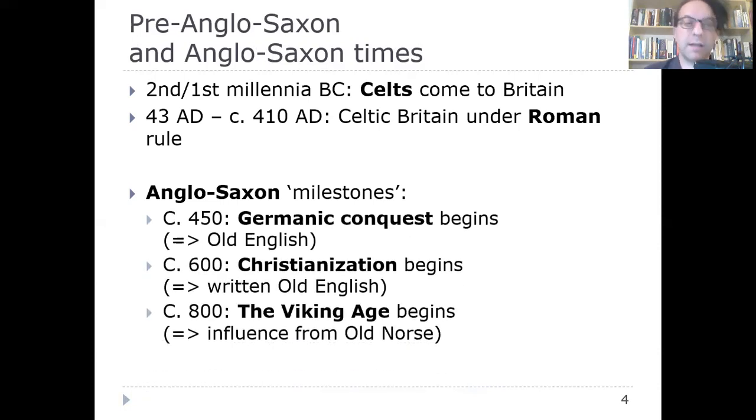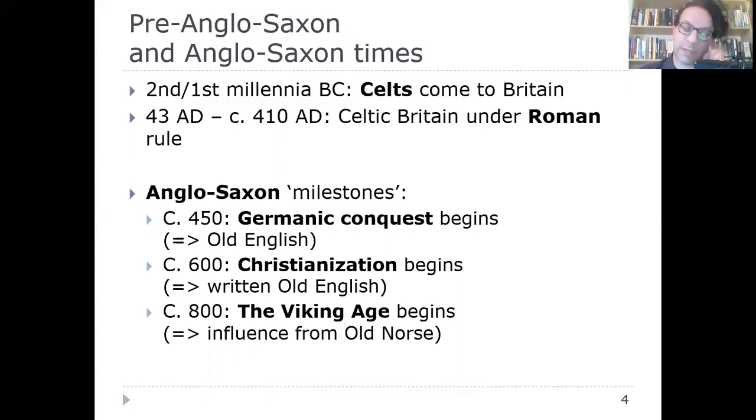And then in the Anglo-Saxon period itself, I talked about the Germanic conquest of the British Isles beginning in the middle of the 5th century, which gives us the Old English language, of course. I talked about the Christianization of the Anglo-Saxons, which began shortly before the year 600, which gives us written Old English or historical Old English. So all of these texts are then being written between this time and the Norman Conquest.